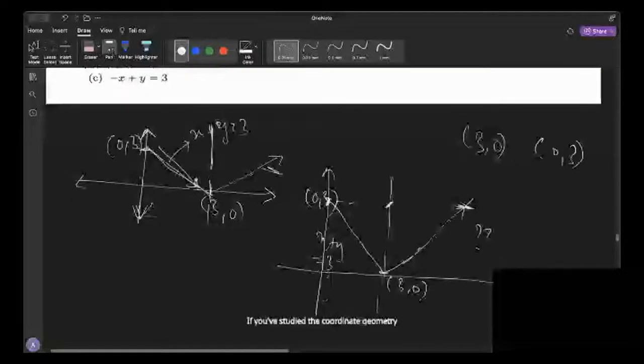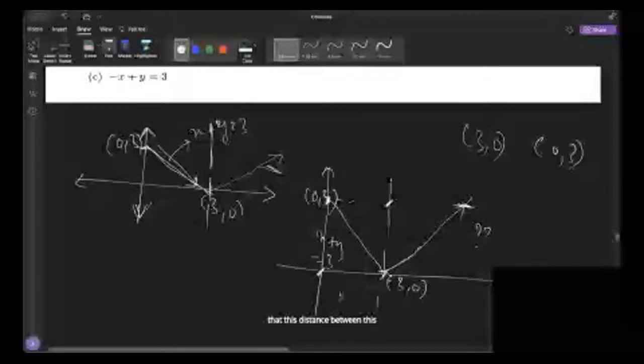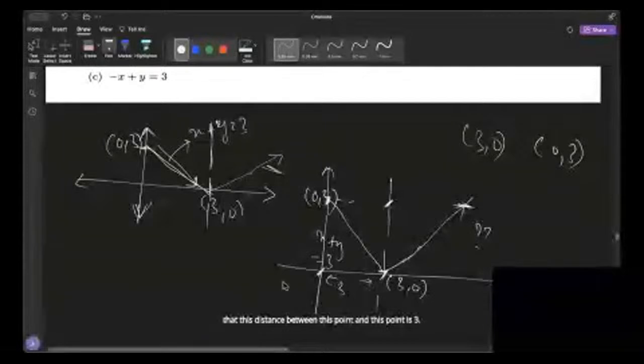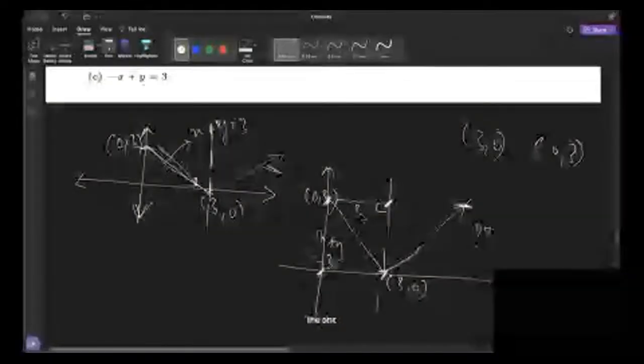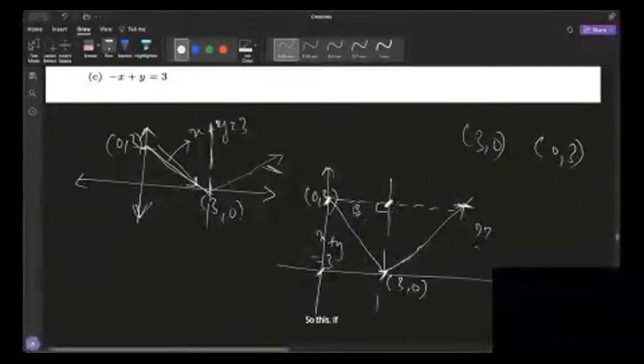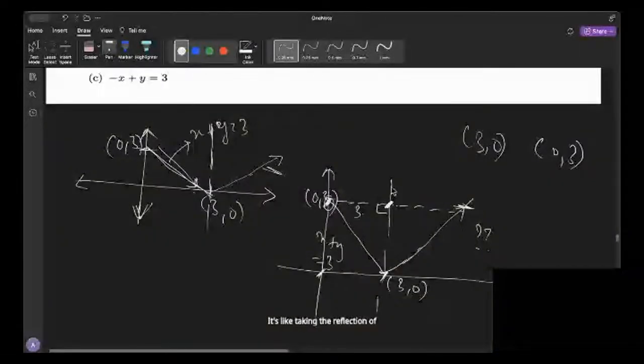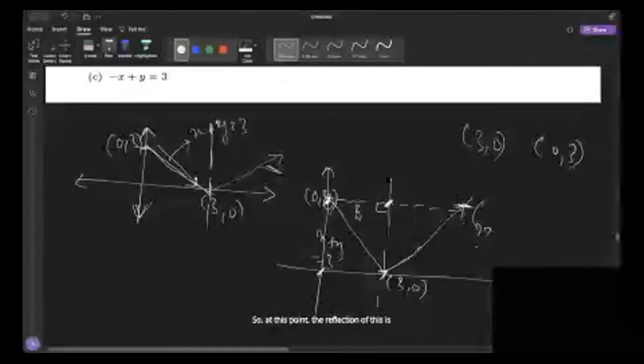If you've studied coordinate geometry well, you would understand this diagram. The distance between this point and this point is 3. This horizontal distance is 3. Similarly, this distance between this point and this point is also 3. If you reflect it here, it's like the mirror taking the reflection of this point.